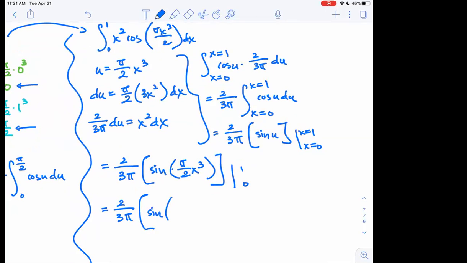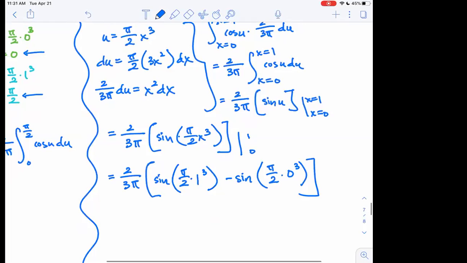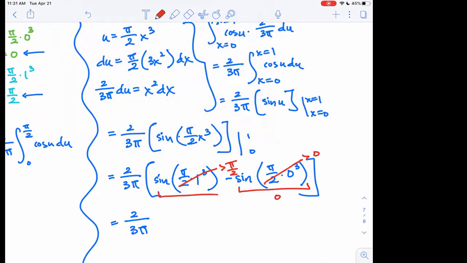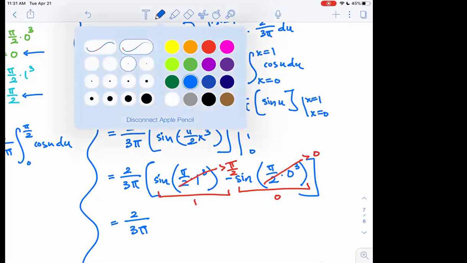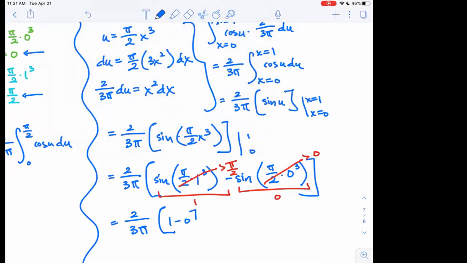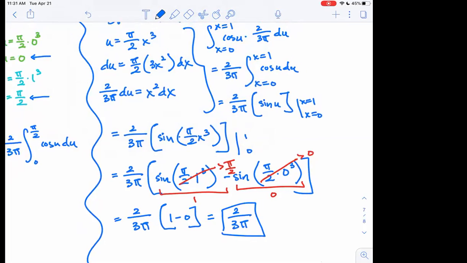So I get sine of pi over 2 times 1 cubed minus sine of pi over 2 times 0 cubed. Okay. And I get 2 over 3 pi. Let's see. The second one goes to 0, and sine of 0 is 0. This first one goes to pi over 2, and sine of pi over 2 is 1. So I get 1 minus 0 on the inside, which gives me the same answer that I got using the first method. Okay?